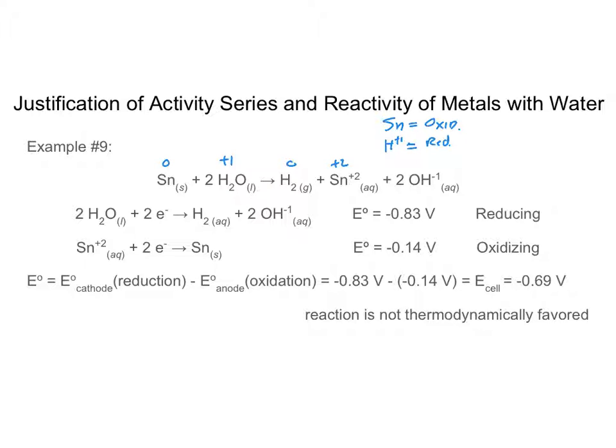So in this case, we have the reducing minus the oxidizing, so the negative 0.83 volts minus the negative 0.14 volts gives me a negative 0.69 volts, and because the cell potential is negative, this is not thermodynamically favored.